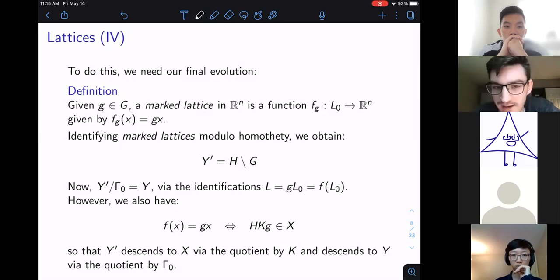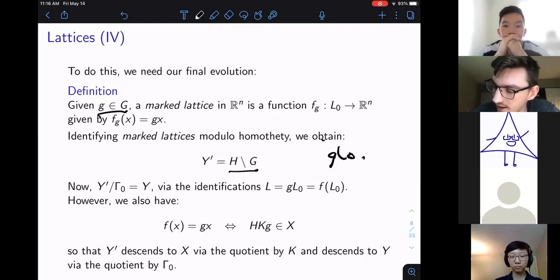So a marked lattice is a function which describes the manner in which we are transforming our fixed lattice to get a new lattice in R^n. Okay, so it's a function that associates to an element of GL_n the translate of the lattice. So marked lattices mod homothety are just this quotient space, because for every g, we give rise to a new marked lattice g L_0. And we're identifying them modulo homothety.